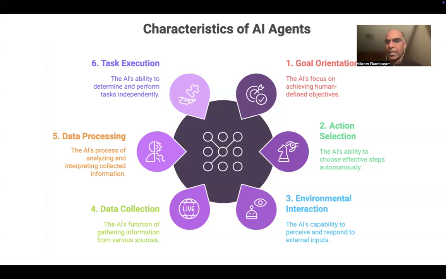So in that example, the goal was given to generate leads. It then selected a certain set of actions that it needed to do. It gathered information about the leads, did research, figured out where to do the research from, processed all of that, and then executed each individual task to achieve that goal.